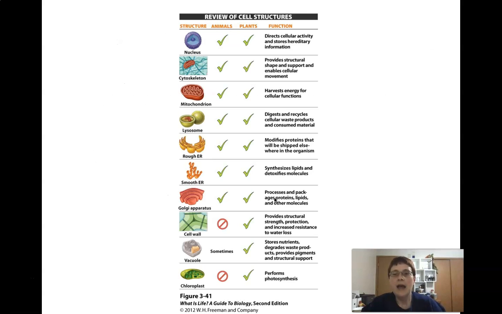Right? And then just as a little summary, here are the different structures that we went through in the last couple lectures. So the structure itself, its function, and then which kind of cell you find it in. That wraps up Chapter 4.